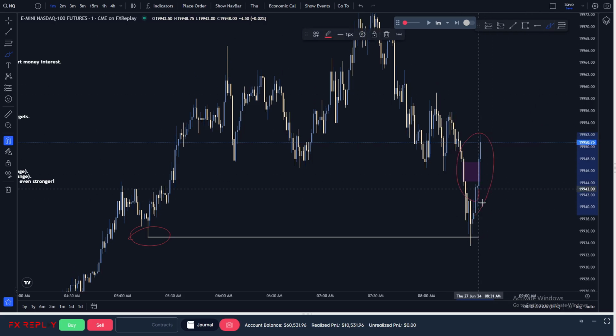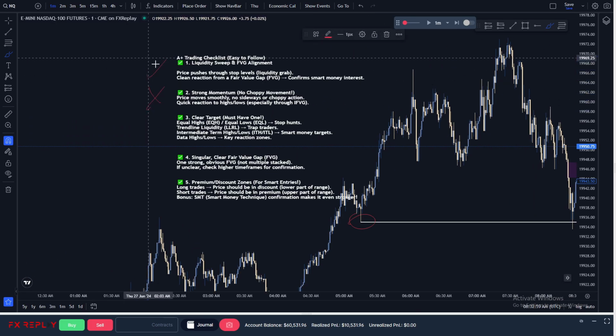For example, like I mentioned before, the momentum candles. We want this to hit this lower high, this lower high, this lower high. So if price hesitates, that will not make an A+ setup, and we will not be taking that trade. Checking off step 2 and step 1, we're going to be looking for clear targets.